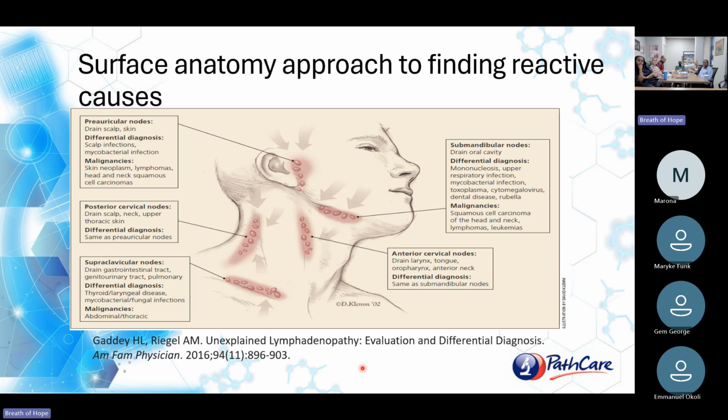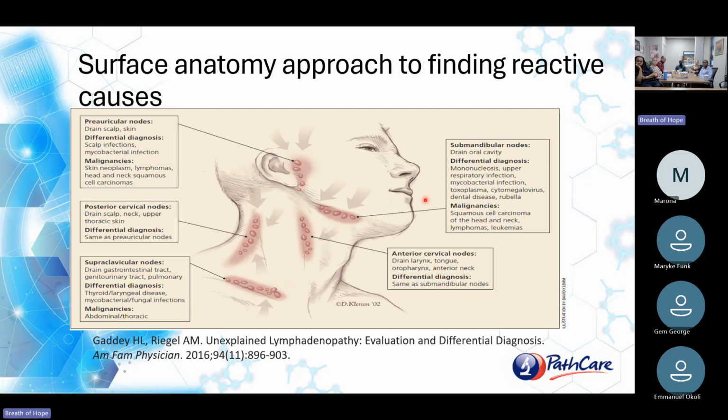And then I saw some beautiful pictures of the differential diagnosis based on surface anatomy, and I just had to share them because I thought this was quite lovely. If you've done a biopsy and it says it's reactive, you can think, where did I take this biopsy, and what are the differential diagnoses based on that? Preauricular lymph nodes: the benign causes are scalp infections and mycobacterial infections, and then neoplasms, lymphomas and head and neck cancers are the non-benign causes.